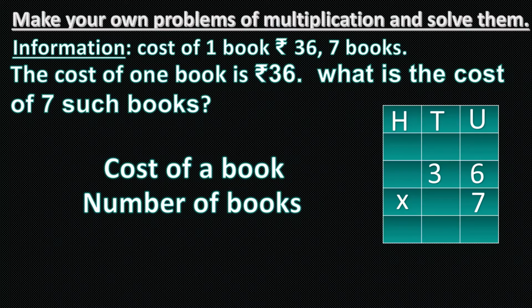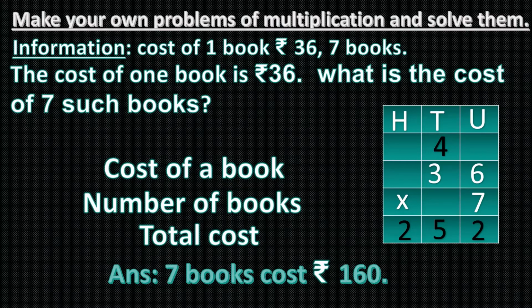Multiply the units place numbers first. 7 6s are 42. We write 2 in units place, 4 in tens place. 7 threes are 21. Plus 4, 25. So 5 in tens place, 2 in hundreds place. Total cost. The final statement will be 7 books cost rupees 160.